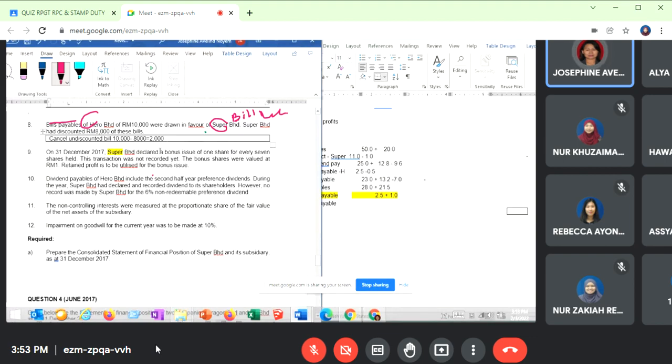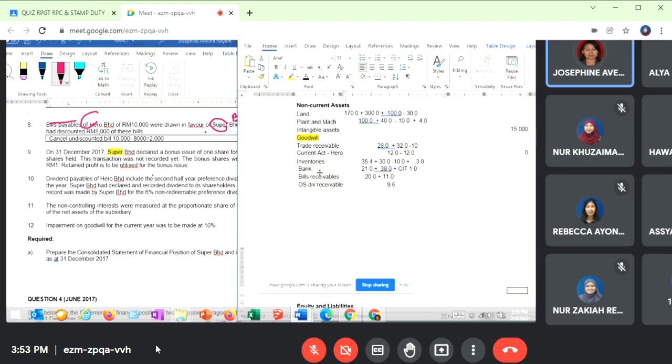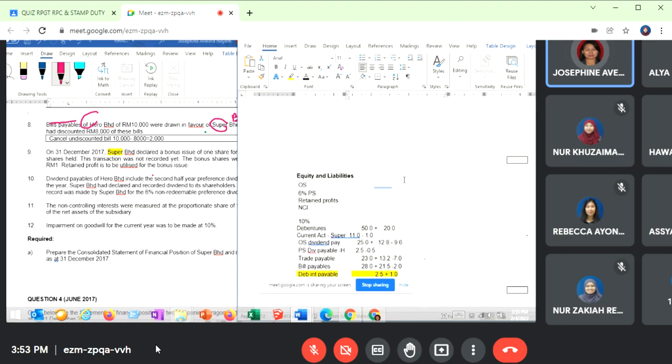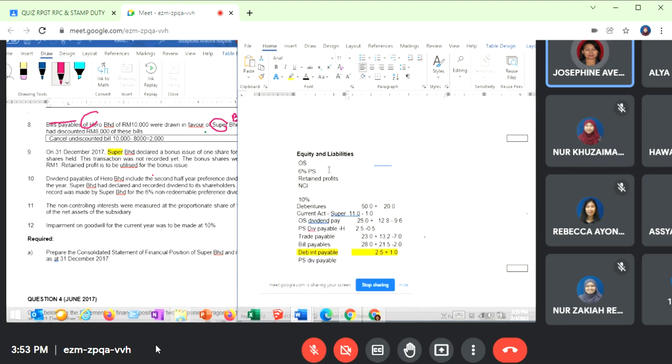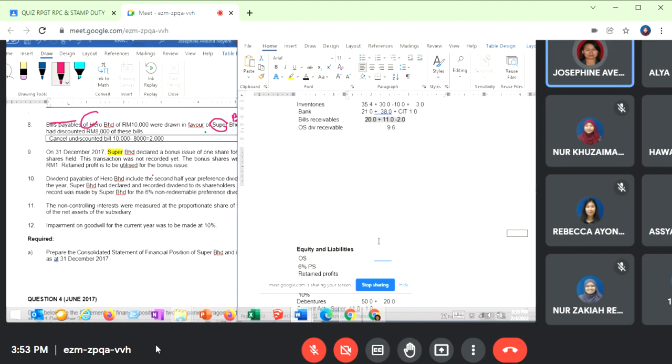So I don't need to show the double entry. How do you cancel? How do you take out the bills payable? So you go to the bills payable here, the group's bills, and you just minus 2. And then you go to the bills receivable of the group. You do the same. You also minus 2. So it doesn't necessarily affect the profit. Not all transactions will affect the profit. Some of it will affect only assets and liabilities.